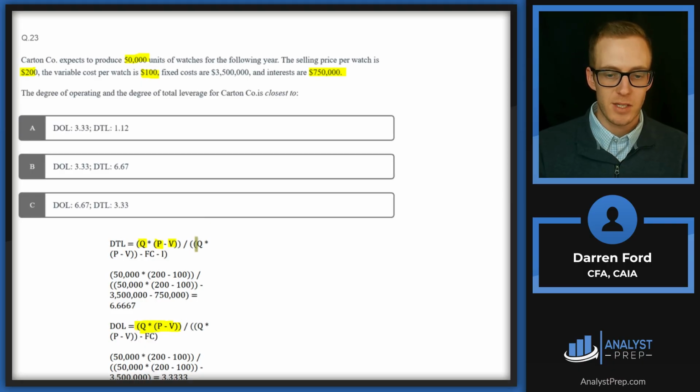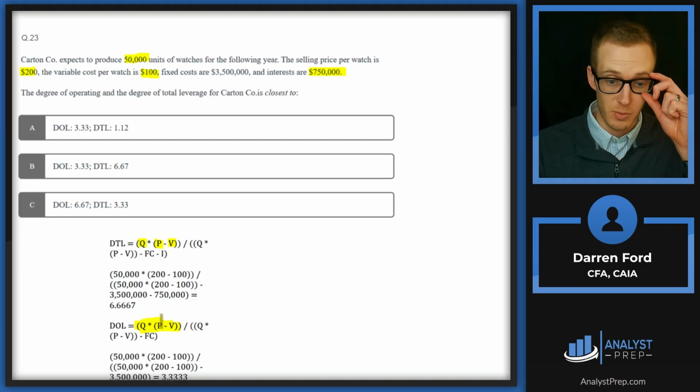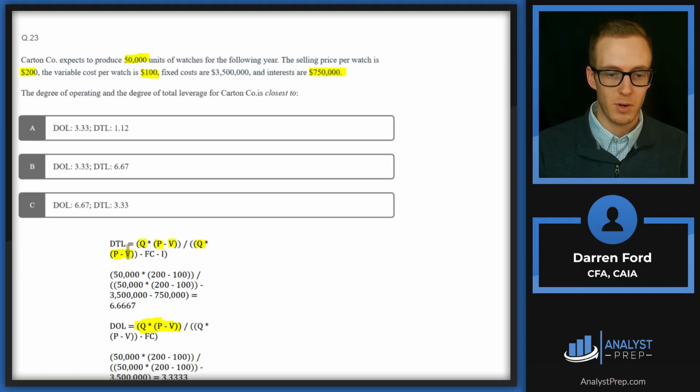And then the next variable in our denominator, sorry, I might have said that was denominator. This is our numerator. Our denominator here is going to be that same value. So the gross profit is what this is. Units times price minus variable cost, which is also going to be in our degree of operating leverage right here. And then the main difference comes in: for total leverage, we're looking at operating leverage and financial leverage.